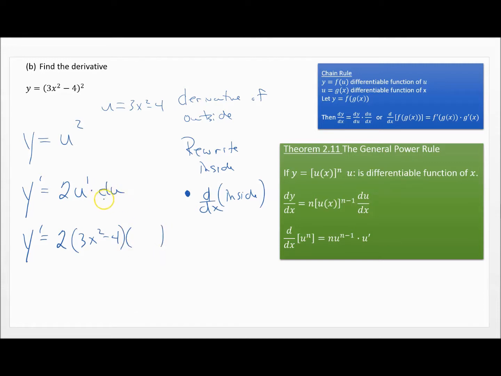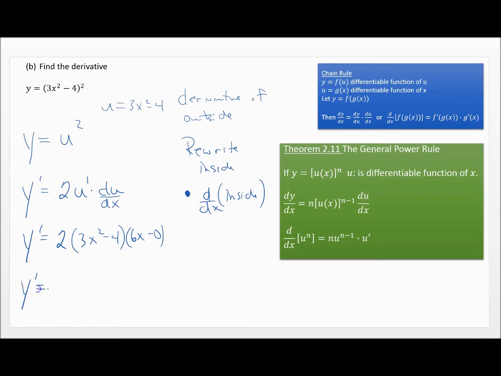du over dx is the derivative of u with respect to x, which is going to be the derivative of this guy. So use the power rule there as well. The 2 comes in front, that's going to be 6x. Reduce that exponent by 1, so it's to the first. And then minus a 0, because the derivative of 4 is 0. So there's our result. It should be simplified.